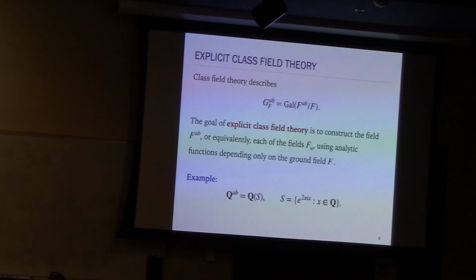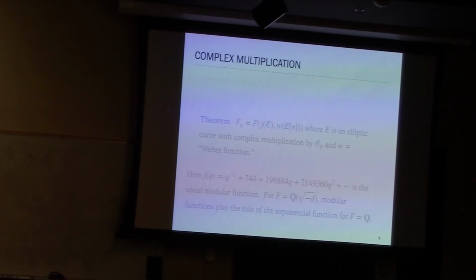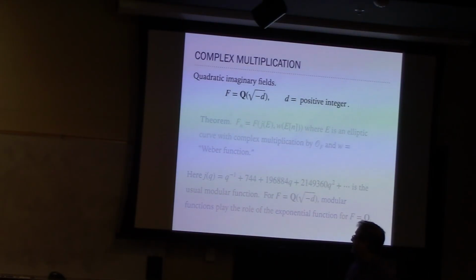And so this is what you kind of like to model the general answer on. And the case that was done next is the case of quadratic imaginary fields. So you take Q adjoin i, so Q adjoin the square root of -1, or you take Q adjoin the square root of -2, -3, won't say -4 because that's the same as Q adjoin i, but -5, etc. We know how to generate the maximum abelian extensions.